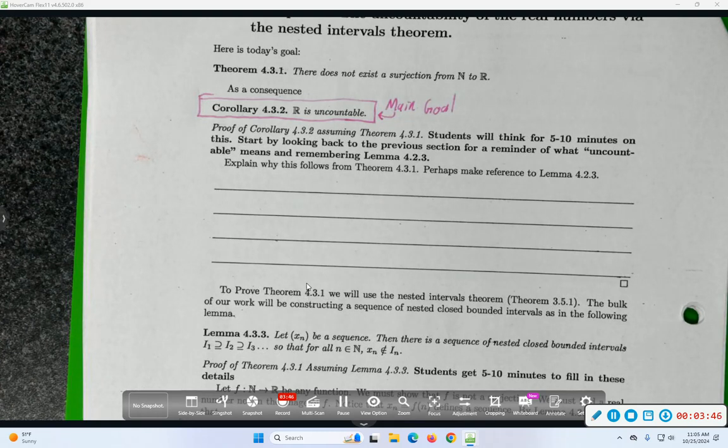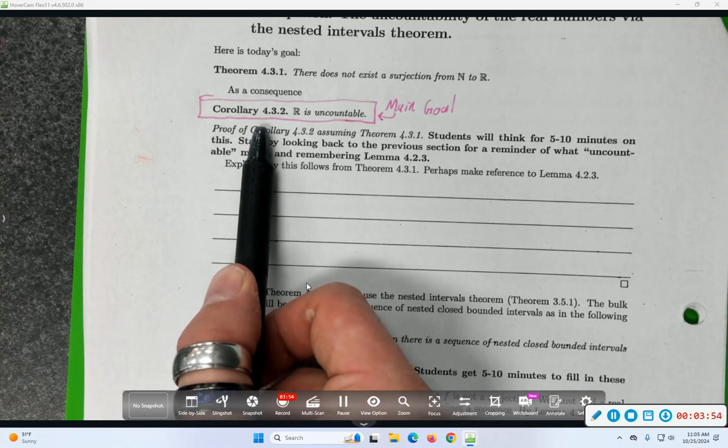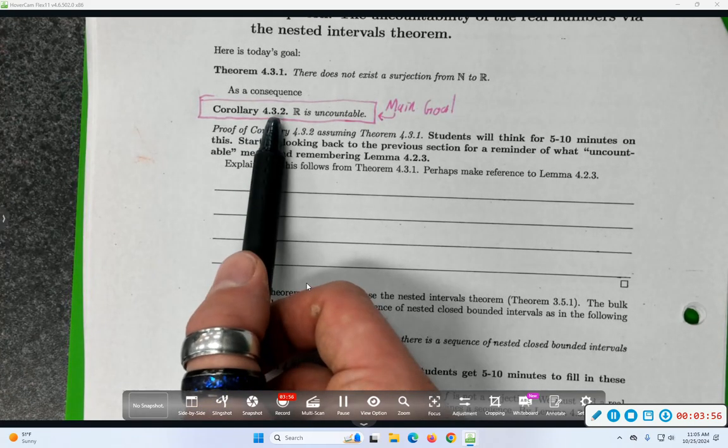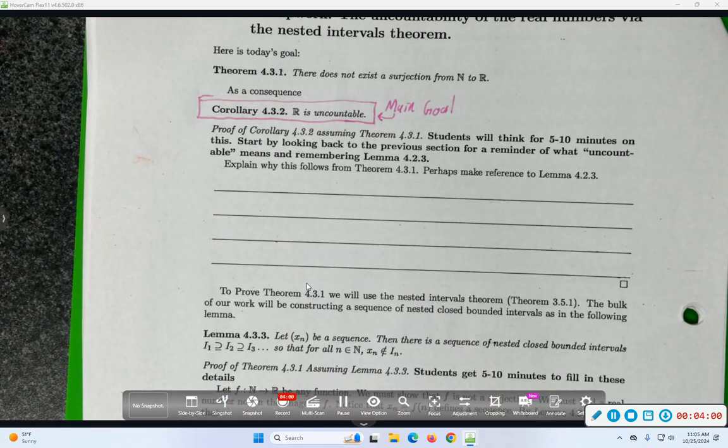Now, make a pass at explaining why. A corollary means it should be a result that follows from a theorem. So this should be really easy to prove if you assume that. If you assume that you did know theorem 4.3.1, tell me why 4.3.2 should be true.